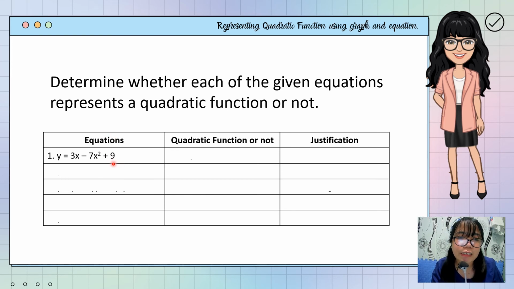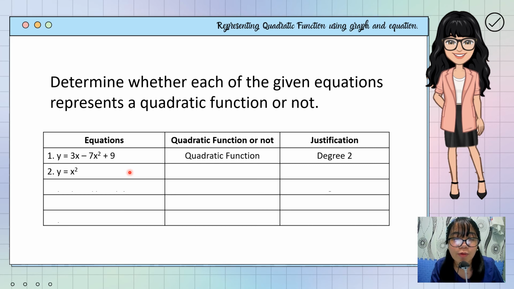So notice the highest exponent of our dependent or independent variable x here is 2. And we have here two variables. So that simply means that this is a quadratic function. So it is in degree 2 and it has two variables involved.